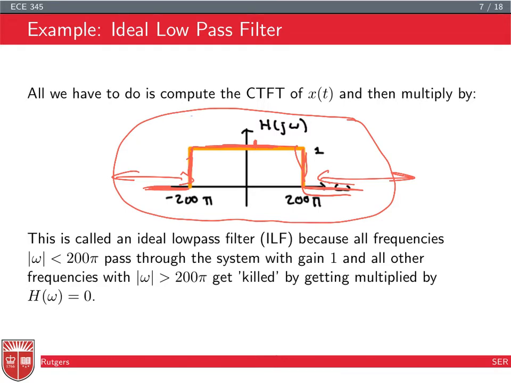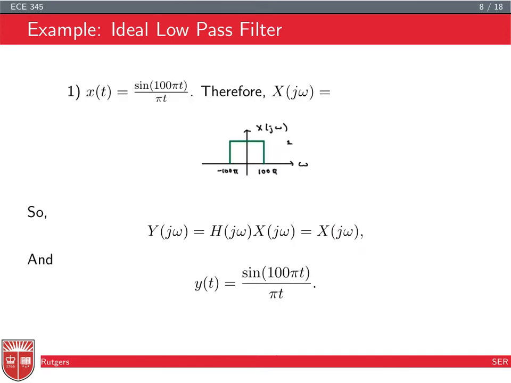Now, just a quick remark: if you're wondering in hertz what the frequencies are that are allowed by this filter, recall that f is equal to omega divided by 2 pi. So in hertz, this is equal to 100 hertz, and this is equal to negative 100 hertz. Not that this is really important here, but I thought it's good to remind you of this fact. So let us start with the first problem.